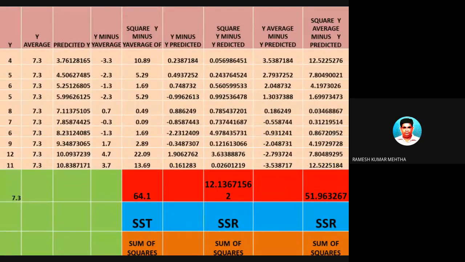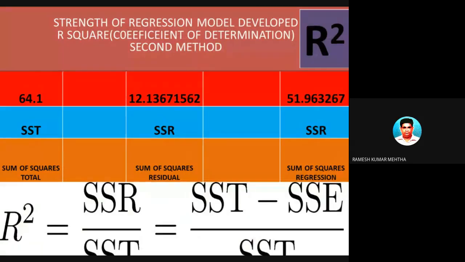So you got 64.1, you got 12.14, and you got 52. Now the same I have used. Sum of squares total is equal to 64.1. Sum of squares residual is equal to 12. Sorry, sum of squares regression or model is equal to 12.1367, and sum of squares error.